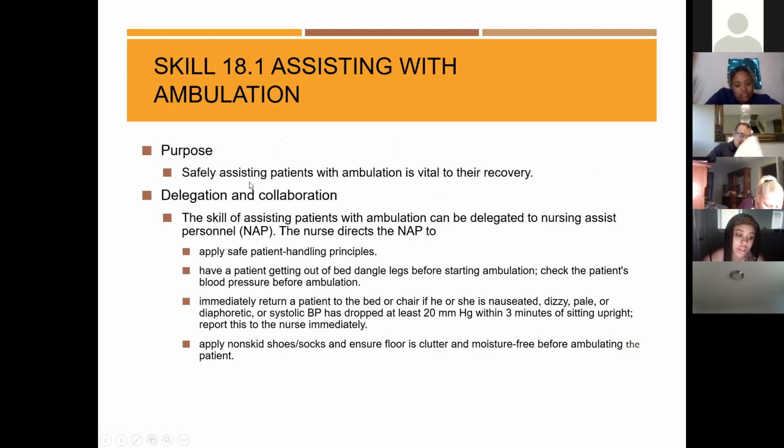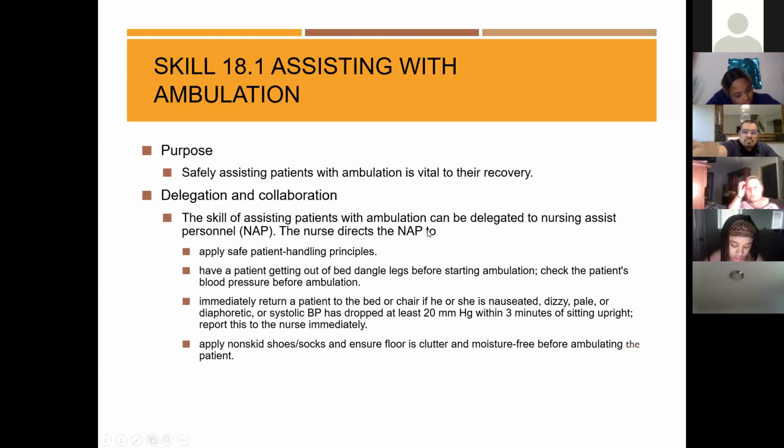All right. So assisting with ambulation. Make sure you're checking your orders before you do any of these things. If your patient is supposed to remain on bed rest, then assisting with ambulation will not be for that patient. So always check your orders.